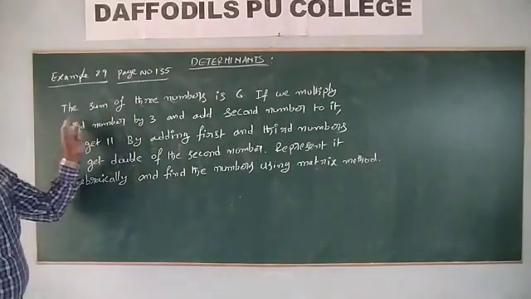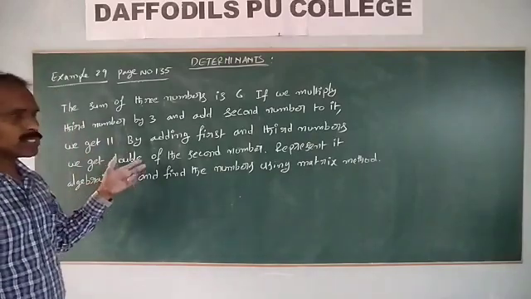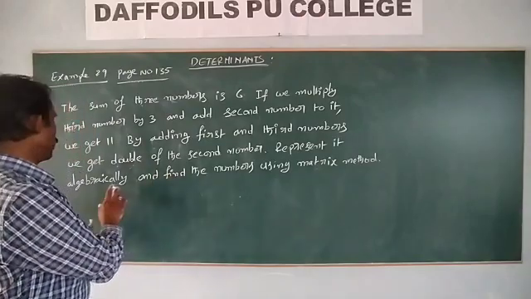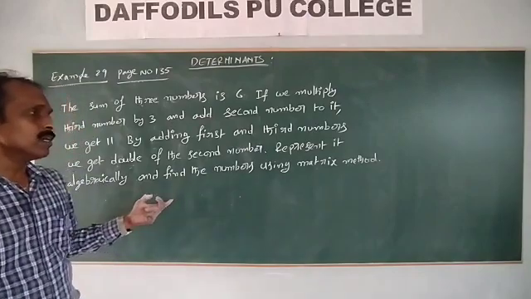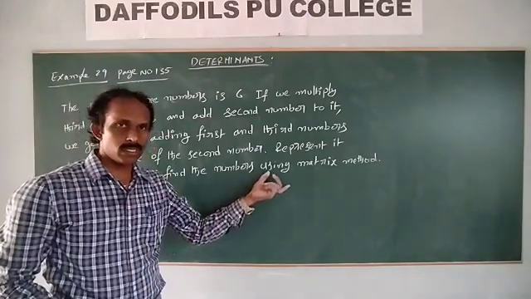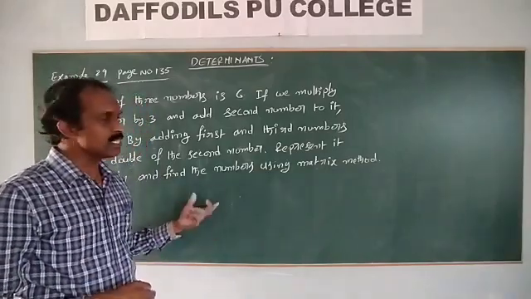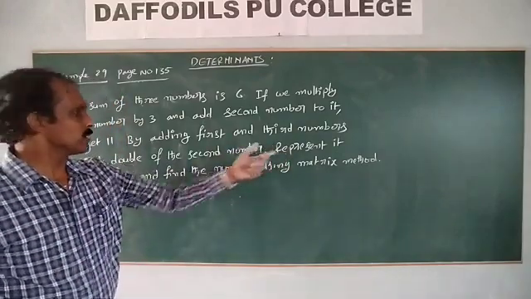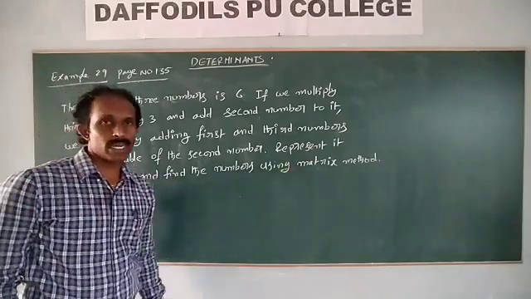See once, this is also a famous problem. A word problem can first be converted into equations algebraically. First of all, represent it algebraically. What is an algebraic expression? It is an equation in terms of variables and terms separated by plus and minus. That is the algebraic equation. Represent it algebraically and find the numbers using the matrix method.